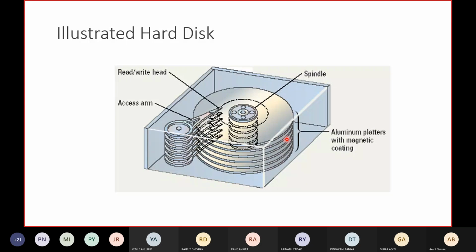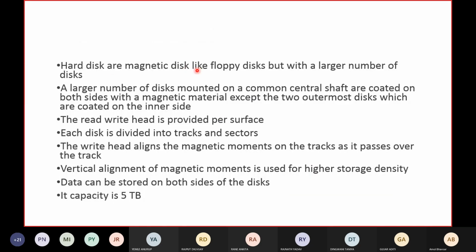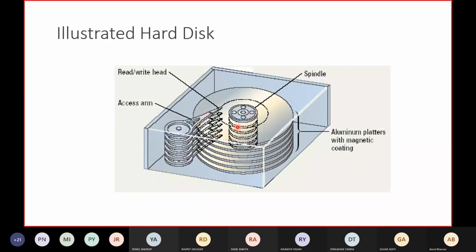Now, in all the PCs we are using the hard disk. Hard disk is a magnetic disk like floppy disks, but with a large number of disks. A large number of disks mounted on a common central shaft are coated on both sides with magnetic material, except the two outermost disks, which are coated on the inner side. The read-write head is provided per surface. So this read-write head is provided for each disk. Okay, so all the disks are given a read-write head.